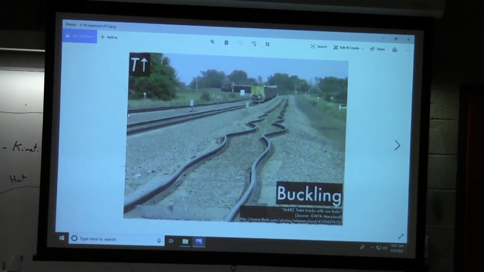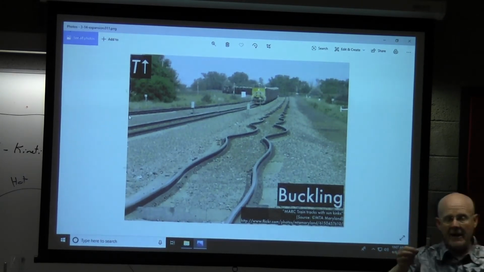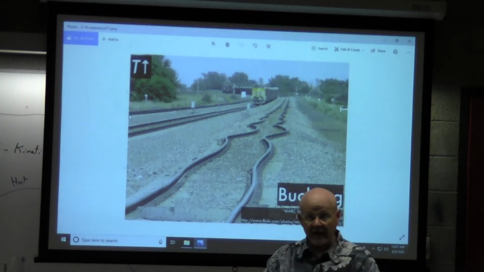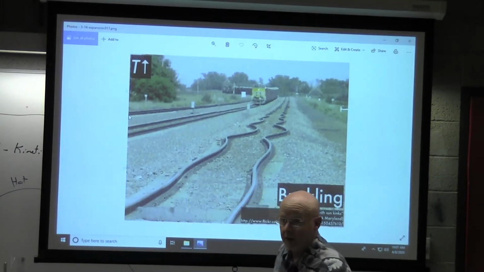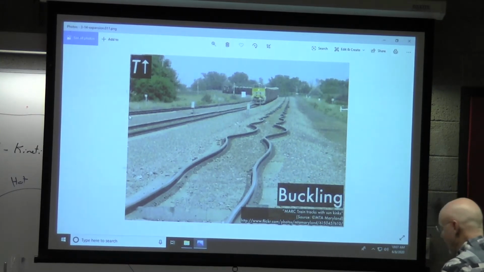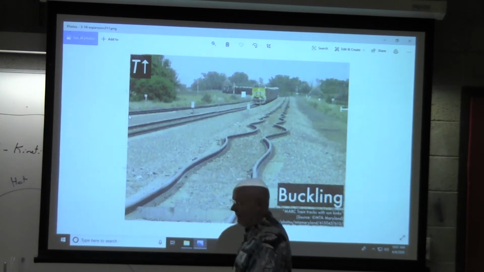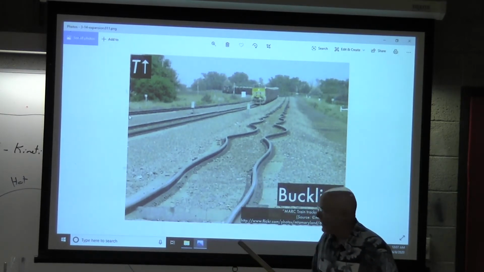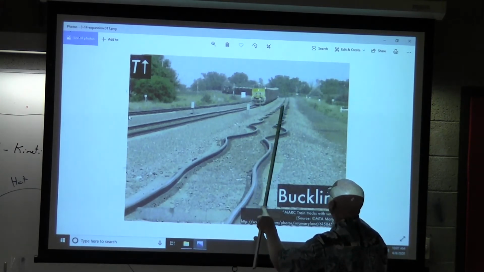Here's one of them. If you've ever looked at a railroad track, you will notice that you put a railroad tie, and then a gap, and then another railroad tie, and then a gap, and then another railroad tie. Why is the gap there? Well, the gap is there because without it, the tracks don't have room to expand other than to expand in a kind of a curvy S shape here.